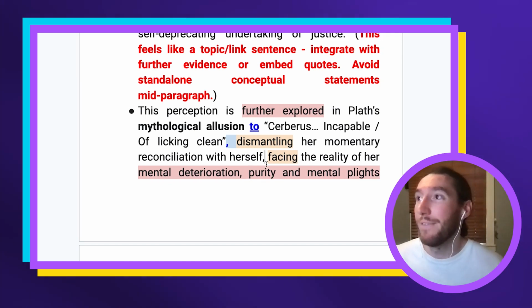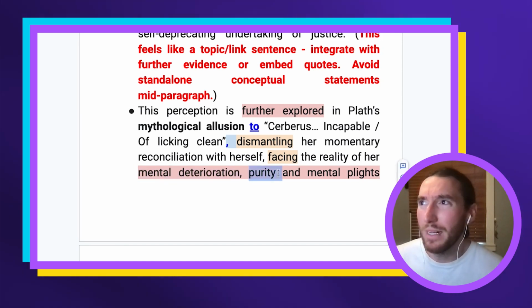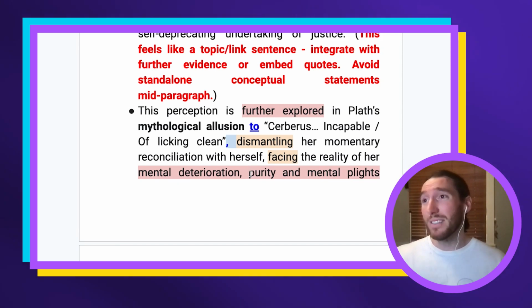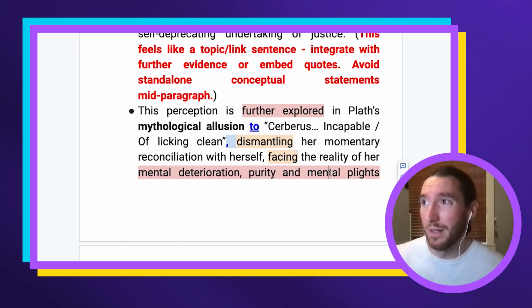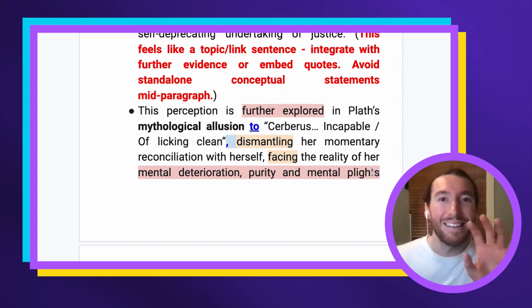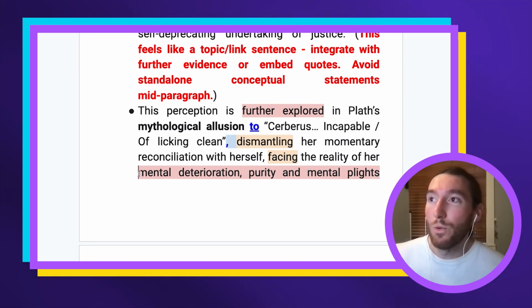That's the trick. "Facing the reality of her mental deterioration, of her purity." That's facing the reality of her purity. Is that what you're trying to say? Say something about the purity. What about the purity? What about her mental plight? Say something specific about one of those things and get rid of the other two. Maybe in the way that you deconstruct mental deterioration, you include the word purity, right? But again, don't list them or say "and," show how they're connected. That's going to help you say something more substantive about one of those particular things.